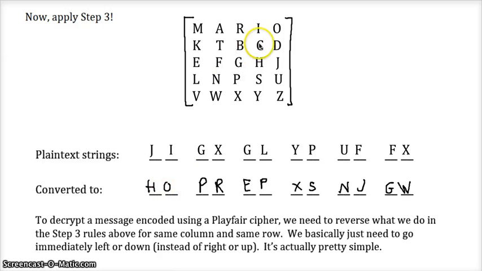So think about this. If you had the H and the O, look where the H and the O are. The H and the O are part of a rectangle where the other corners are I and J. H would go to J, O would go to I. The G and the X, that was one where it was the same column. G and X turned into PR. So we'd have PR, looking at P and R.